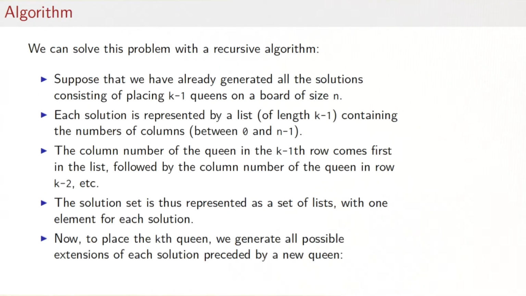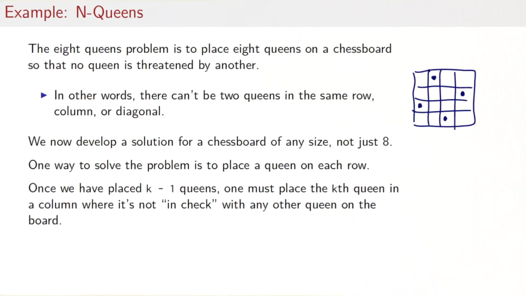That leads to an algorithm for solving the problem. The algorithm is recursive. It says, suppose that we've already generated all the solutions consisting of placing k-1 queens on a board of size n. First question is, how do we represent each solution? So the idea there is we would just represent it by a list of length k-1, containing the numbers of columns between 0 and n-1. So let's see in this example how that would work. So I number rows and columns from 0, something like that.